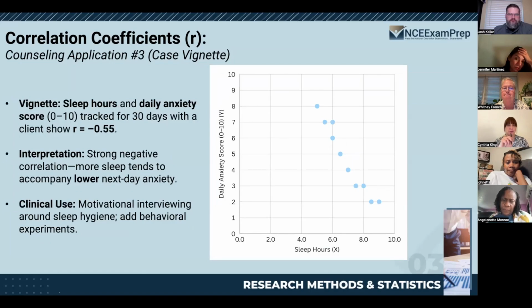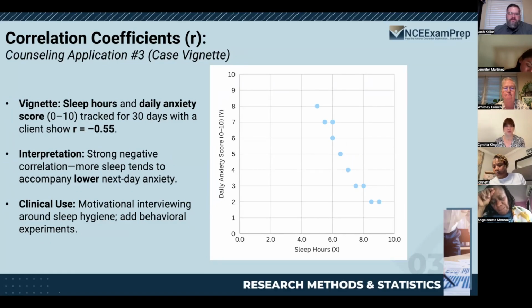Okay. Last one here. Sleep hours and daily anxiety score tracked for 30 days with a client show a correlation coefficient of negative 0.55. So our interpretation is that there's a strong negative correlation. More sleep tends to accompany lower next day anxiety.